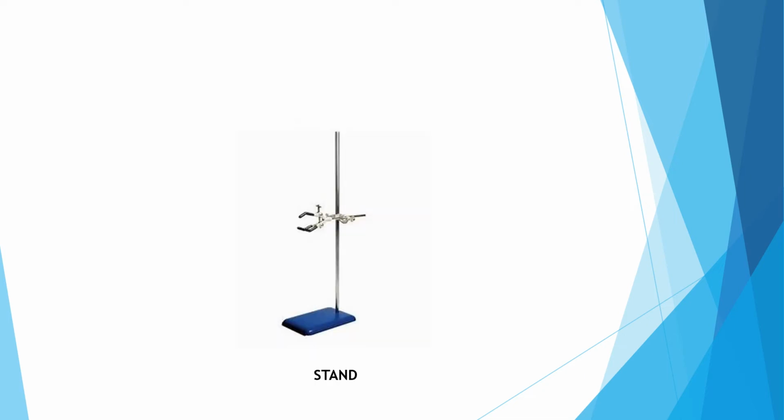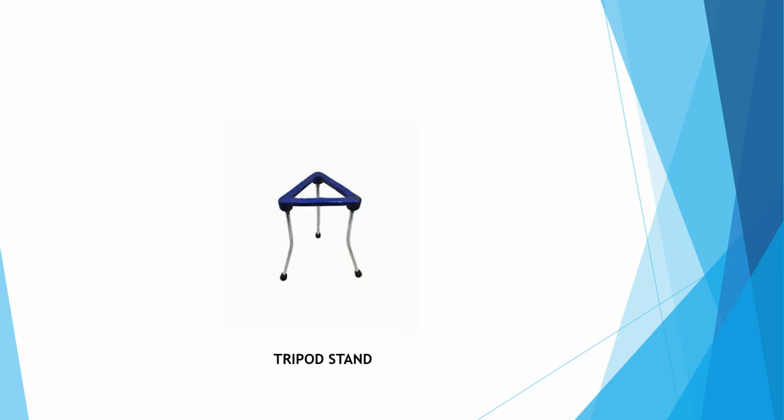And next is the stand. Stand is commonly used for titration, very famous, but it is also used for many more purposes. Next is the tripod stand. This tripod stand is used for heating purposes. It provides support for any vessel. It can be a beaker or a conical flask, anything.